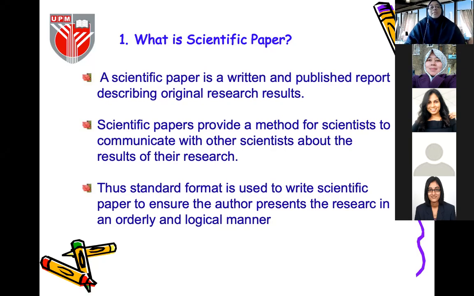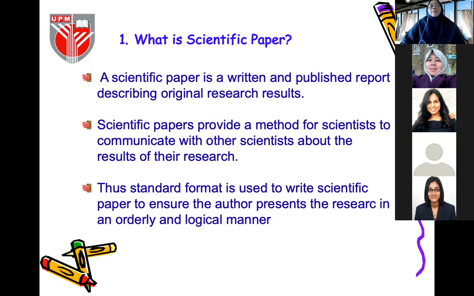So again, what is a scientific paper? A scientific paper is a written and published report describing original research results. Usually it can be extracted from your thesis. The thesis, of course, is more comprehensive. So based on the written thesis, you have to evaluate how much of the results you can extract from the thesis to be published.